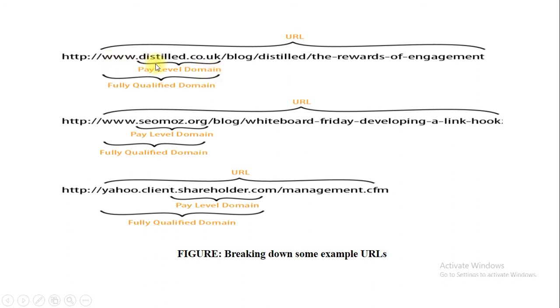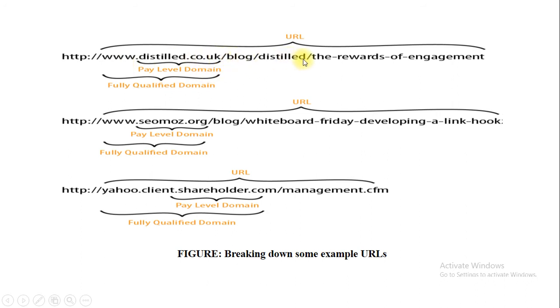And www.distil-ed.co.uk is called the fully qualified domain, FQD. Fully qualified domain means what? With the help of www, you just need to apply the name for which you are going to pay, that is called the pay level domain, and the last is called the top level domain. So this is called the fully qualified domain.